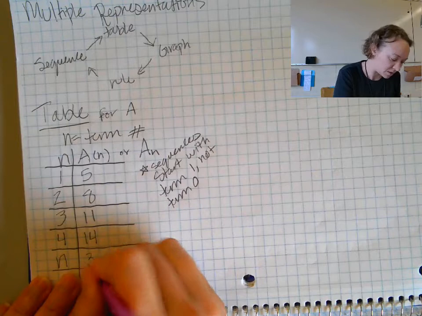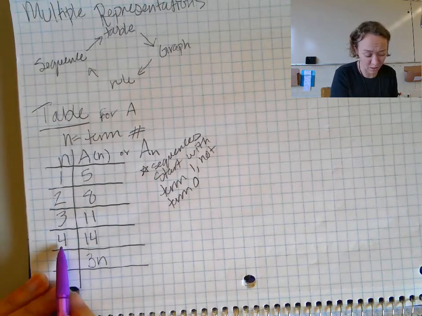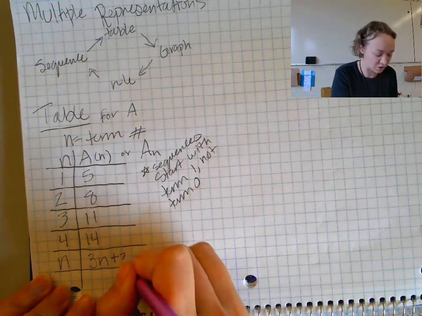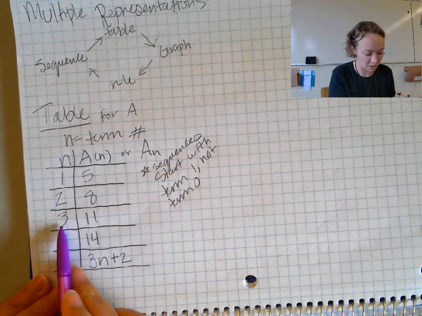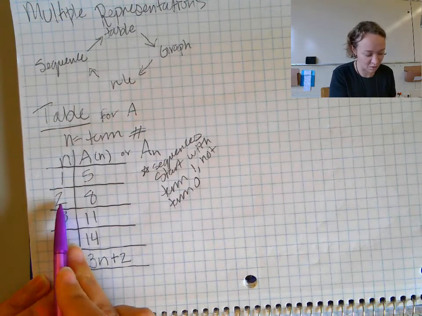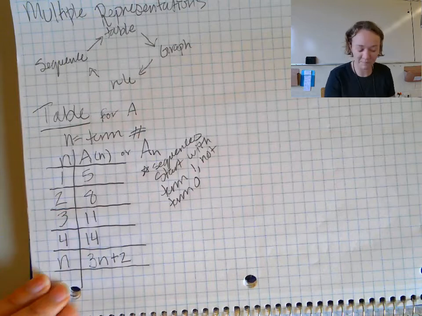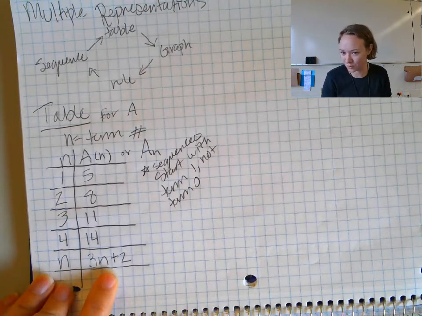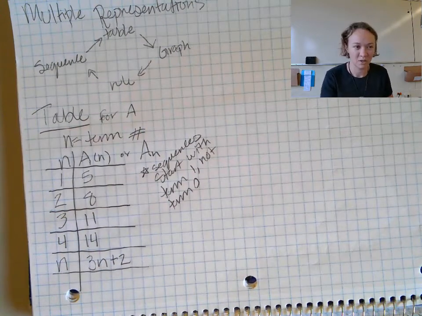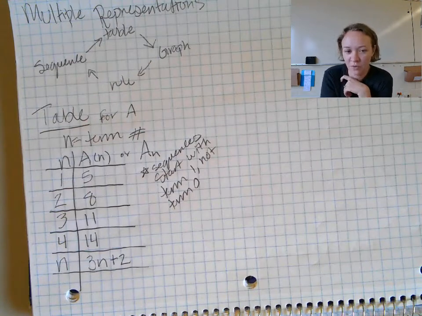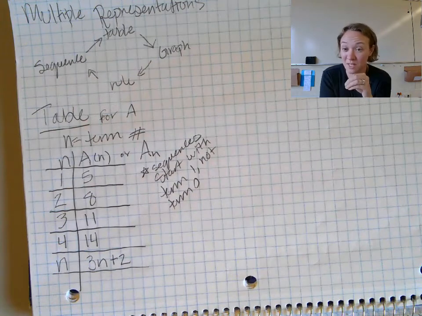I could say that would be times 3, that would be 12, plus 2. Times 3, that would be 9, plus 2 is 11. Times 3 would be 6, plus 2 is 8. So that would be one way to write a rule for this. Go ahead and try and write a table for sequence B.